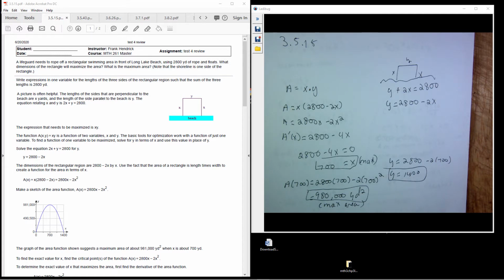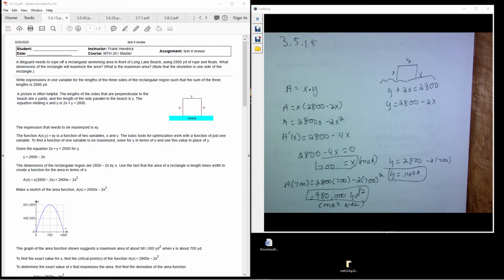Okay. Write expressions in one variable for the length of the three sides of the rectangular region, such that the sum of the three lengths is 2,800 yards. So we have a relationship between the perimeter and the area. So we want to be maximizing the area.